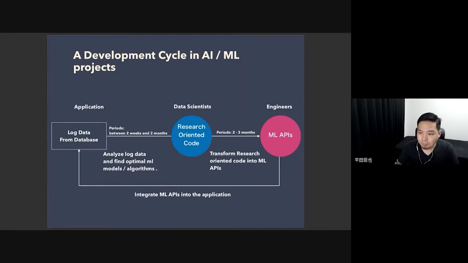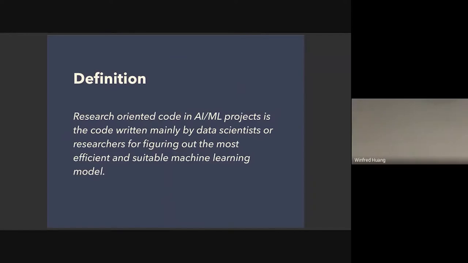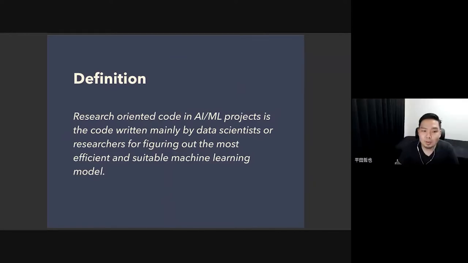So now, what is research-oriented code? Research-oriented code in an AI/ML project is code written mainly by data scientists or researchers for figuring out the most efficient and suitable machine learning model.